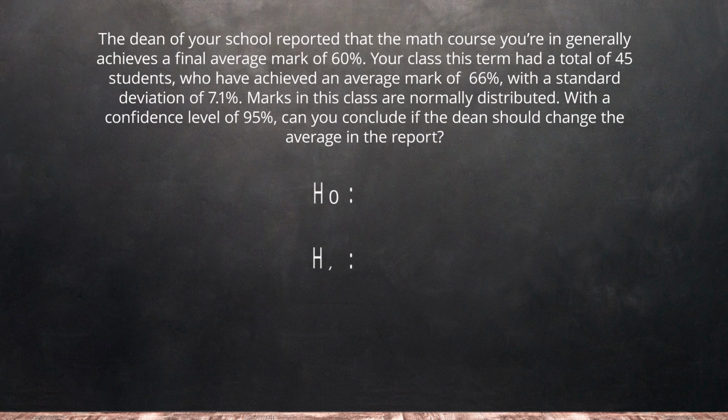In this example, we are being asked if the dean's report is correct. The dean claims that the population mean is 60%. We can write this as mu equals 60. If the dean isn't correct, then the population mean would not be equal to 60%. Generally, the claim with the equal sign is set as the null, or H0. This means we should have the following.